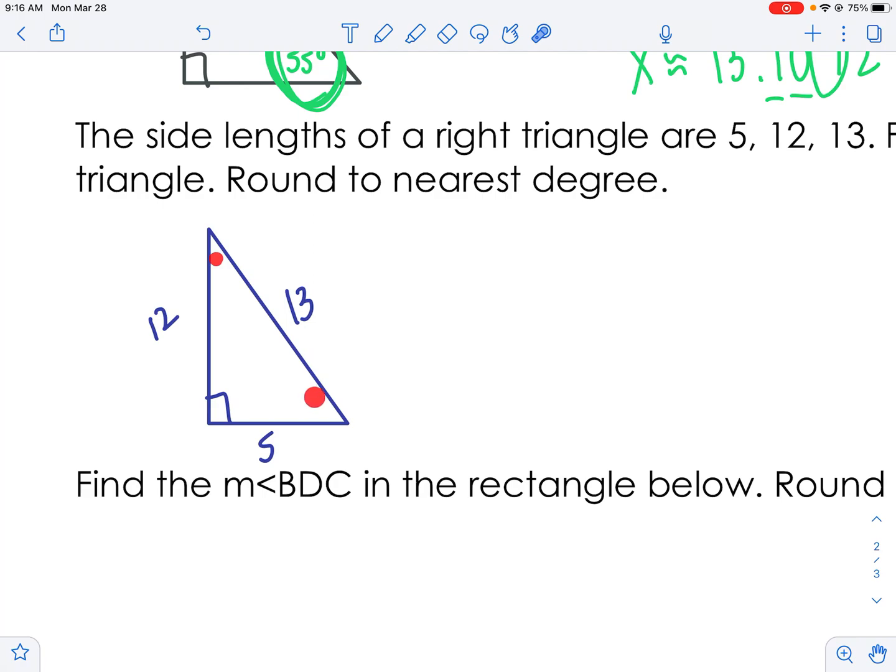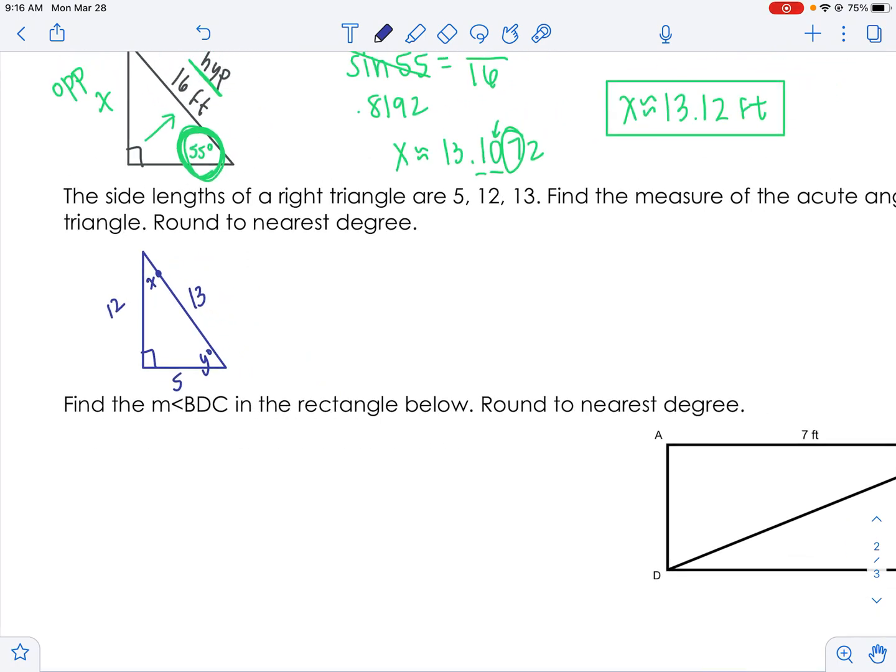Okay, it says find the measures of the acute angles. So the acute angles would be these angles. I'm going to label one as X and one as Y. Okay, now thinking about it, I don't need to do Pythagorean Theorem. I'm not missing any sides. I don't know if it's a special right triangle, if it's 30, 60, 90, or 45, 45, 90.